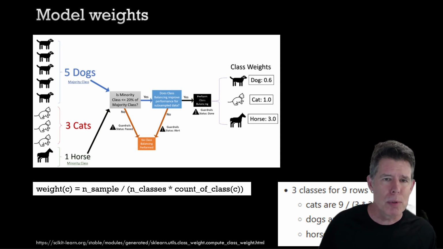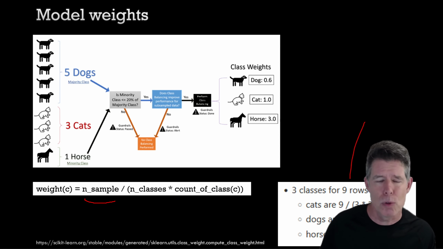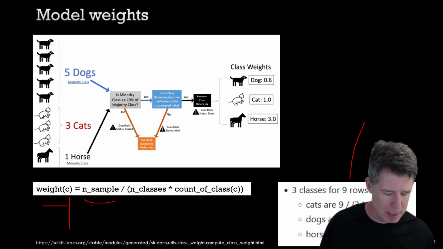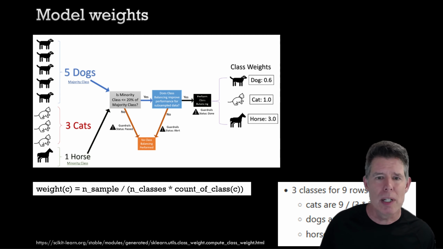So here's an example. I've got 9 rows of data. That's my sample size in this formula. And I'm going to calculate the weight for a particular class C. And the way to do it is, by this example. I've got 9 rows. I've got 3 different classes. And in particular, I've got 3 cats in this data set.